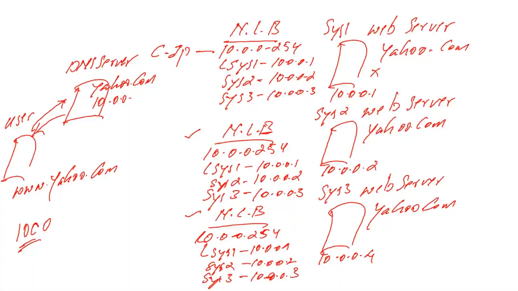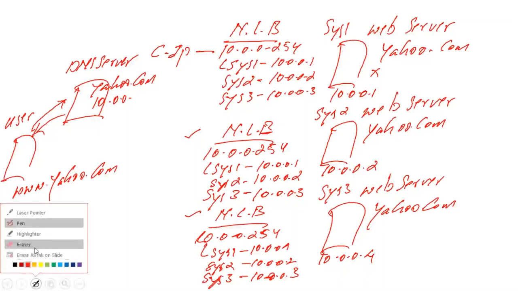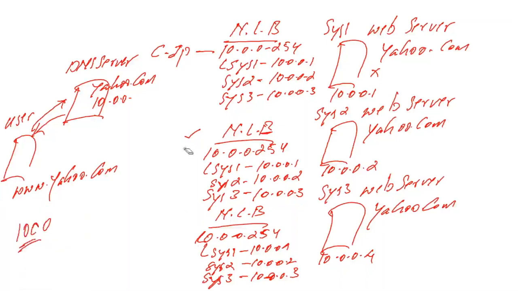Now tell me, by using this Network Load Balancing, by using this cluster, does one host have the other hosts' information or not here? And between these three hosts, automatically we have replication.